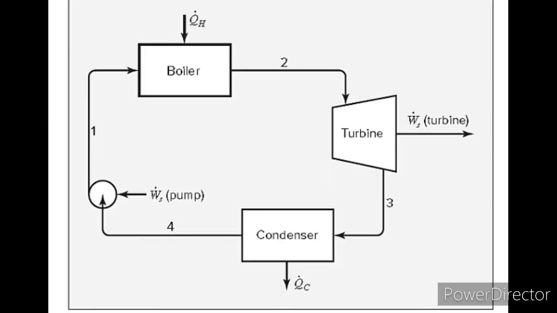Which cycle is used in steam power plant? The cycle used in steam power plant is the Rankine cycle. Steam Rankine cycle is known as one of the main power generating cycles, which consists of four key devices, namely a boiler, a steam turbine, a condenser, and a pump.